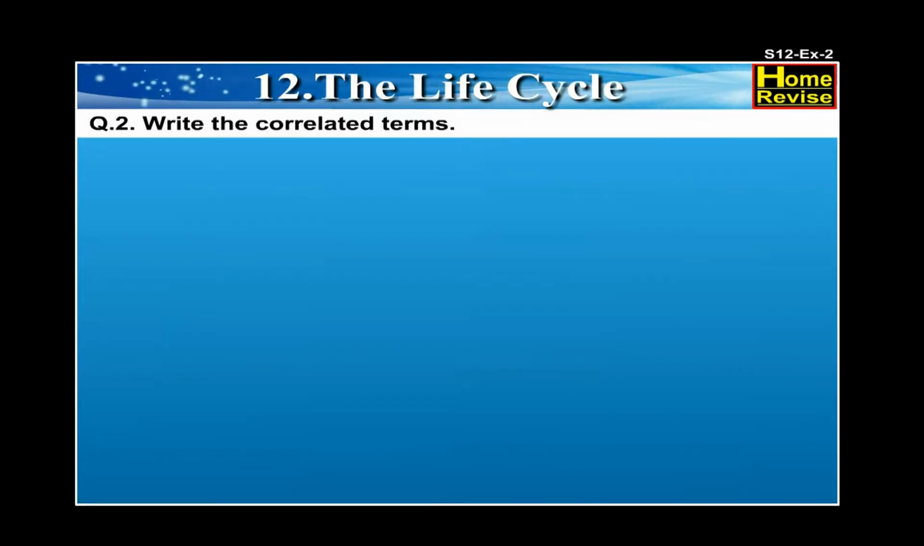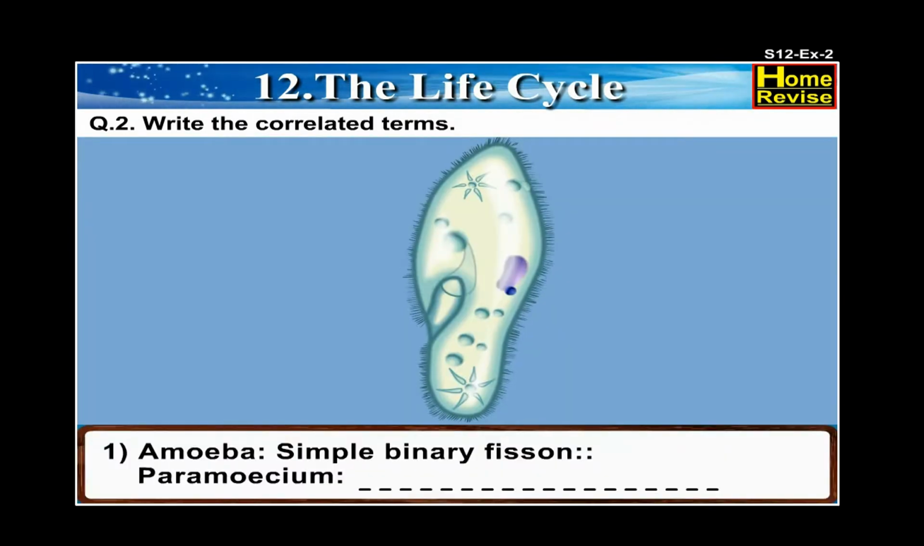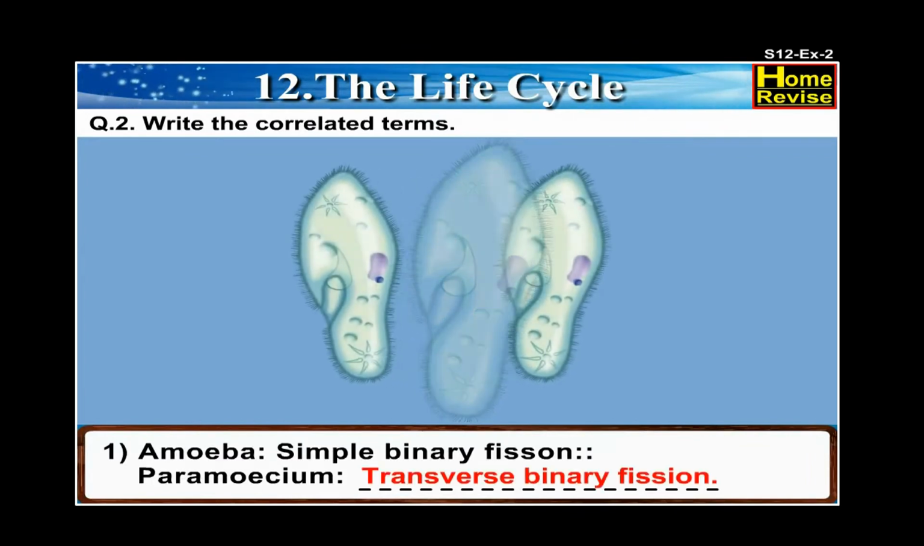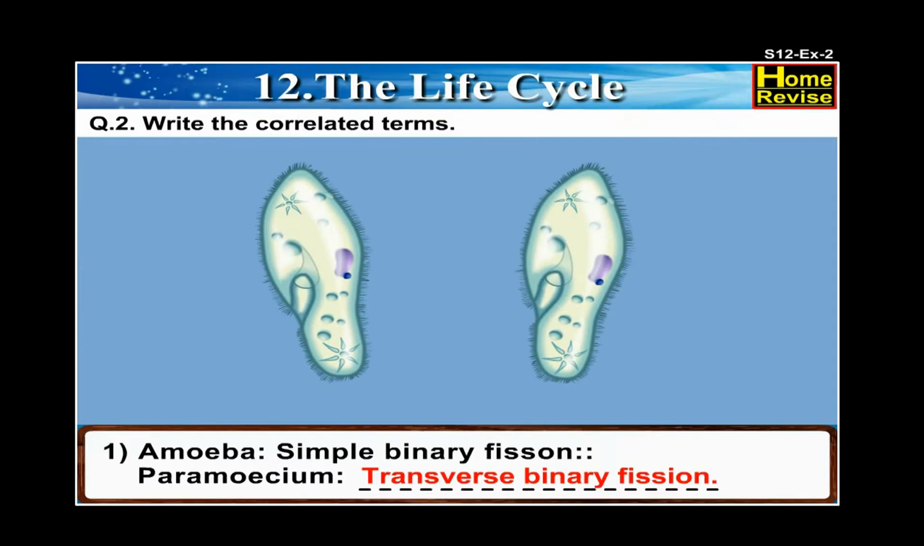Question 2. Write the correlated terms. 1. Amoeba undergoes simple binary fission and paramecium undergoes dash. The answer is amoeba undergoes simple binary fission and paramecium undergoes transverse binary fission.